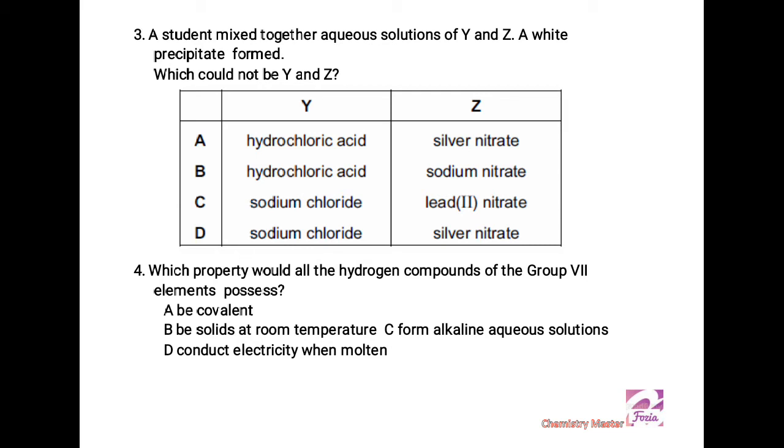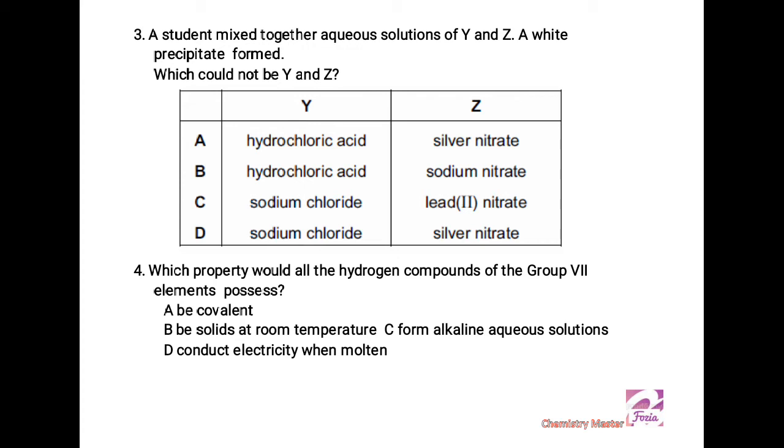Number 4. Which property would all the hydrogen compounds of group 7 elements possess? Yes, think about them. Group 7 elements are the most electronegative elements of the periodic table, and these are called halogens. A, covalent, yes, we can expect that. The next option is B, solid at room temperature. No, from top to bottom the physical state changes. Fluorine and chlorine are gases, bromine is liquid, but iodine and astatine are solid at room temperature. So option B is wrong.